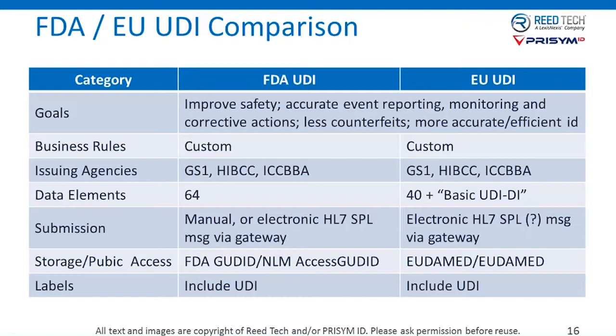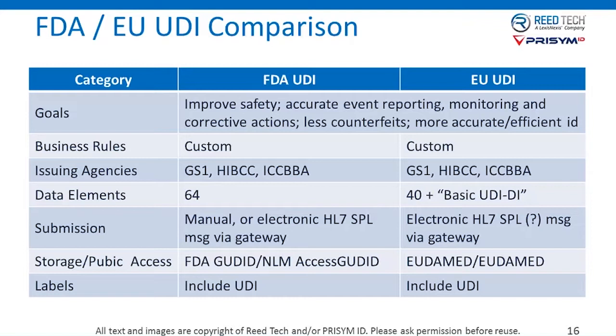There's a number of custom business rules. Surprisingly, there are a lot that are shared, and again, that kind of flows down from the fact that both have, in concept, bought into the IMDRF guidelines. At this point, issuing agencies are the same, so the GS1, HIBCC, and ICCBBA are all issuing agencies or entities, as it's referred to in the EU guidance. Data elements, there's 64 data elements that are recorded in the database at the FDA. The FDA GUDID has a number of those attributes along with the device identifier.